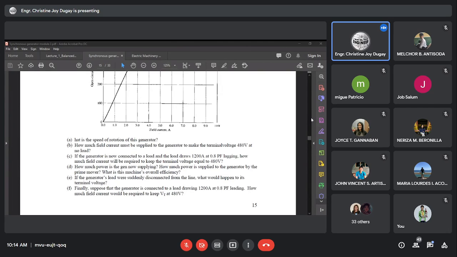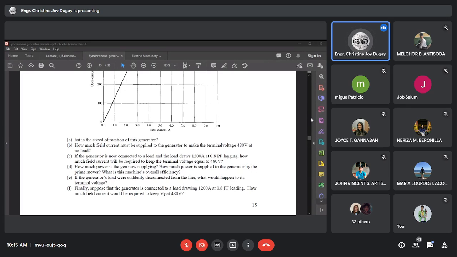It doesn't seem to fit, so let's use a new slide. It doesn't want to fit, so let's not force it. So, what is the speed of rotation of the generator? And how much field current must be supplied to the generator to make the terminal voltage 480 volts at no load?